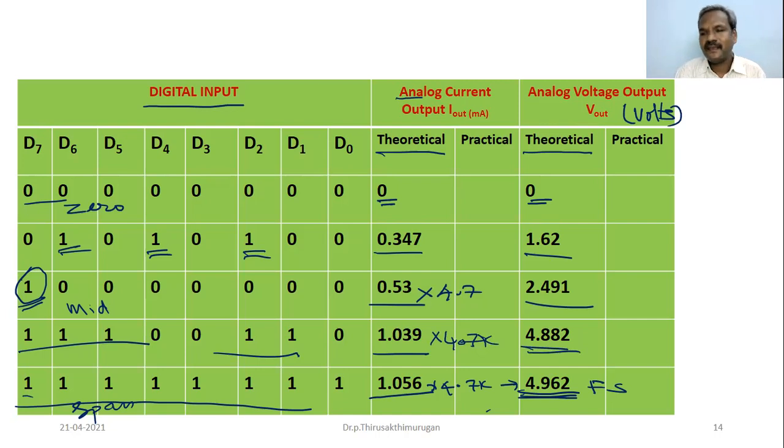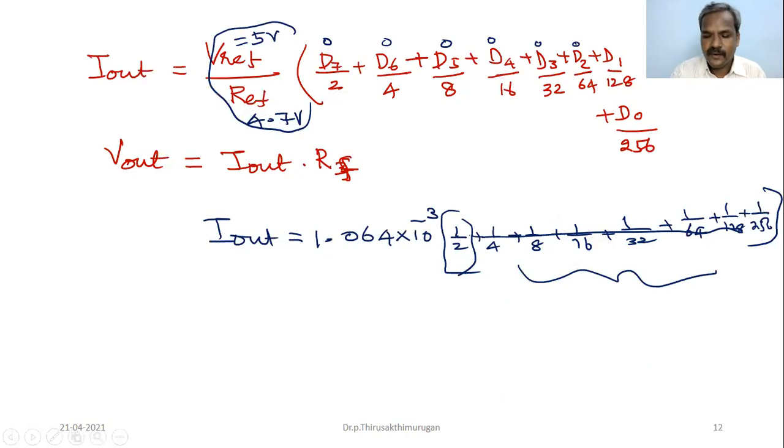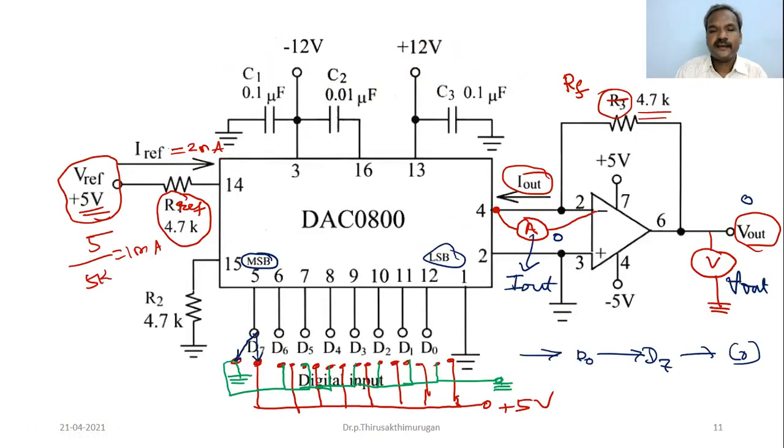Practically we have to check by connecting an ammeter, a digital multimeter, between pin number 4 and 2. This reads I out. This reads V out. Understand? So this is the simple operation behind the DAC.